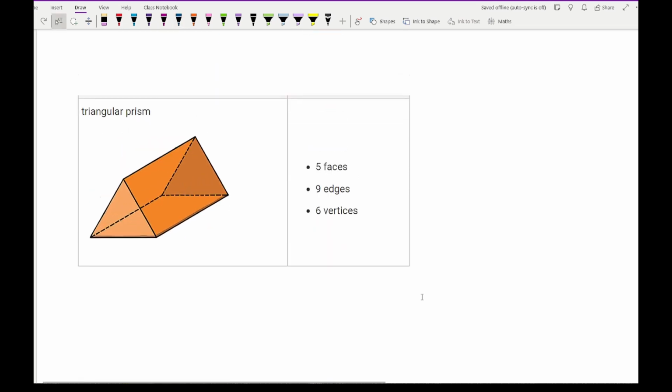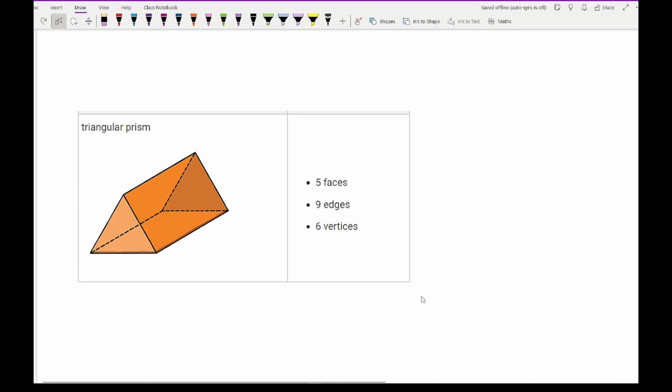Then we're moving on to a triangular prism. So again, we're going to have 8 faces, so we've got 8 sides of a triangular prism. We've got 9 edges because we've got 9 lines. So we've got 1, 2, 3, 4, 5, 6, 7, 8, 9. And we're going to have a total of 6 corners. So we've got 1 corner there, 1 there, 1 there, 1 there, 1 there, and 1 there.